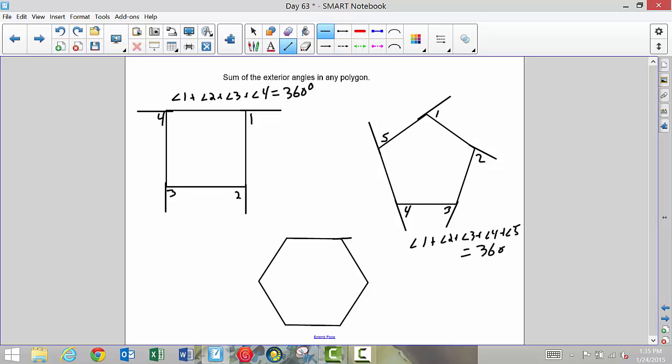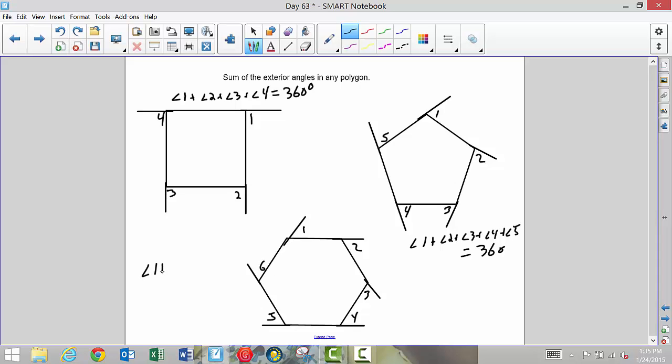And the same holds true for this next polygon, this hexagon, which has 6 sides. So if you take all your exterior angles and add them up, 1, 2, 3, 4, 5, and 6, I know that angle 1 plus angle 2 plus angle 3 plus angle 4 plus angle 5 plus angle 6 will all equal 360. So the exterior angles, all added up, no matter what type of polygon you have, will always be 360.